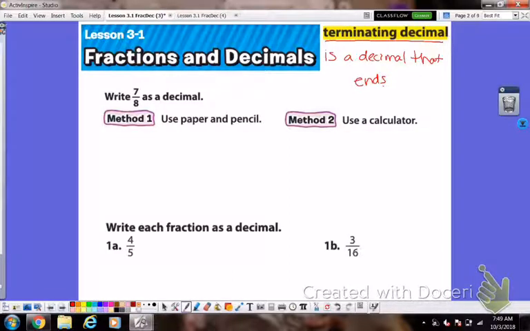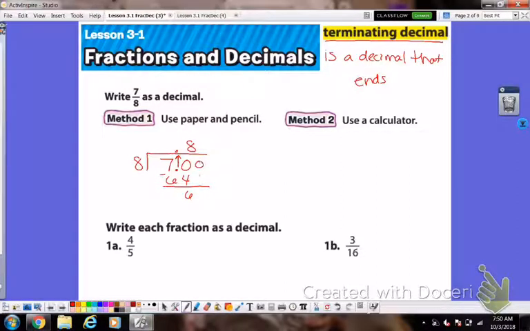We have a couple different methods. The first method you could use would be good old-fashioned pencil and paper. So how would we do 7 divided by 8? Okay, well 8 is not going to 7, so we need to use our decimal. Make sure you bring your decimal up there and add a 0. How many times does 8 go into 70? It goes in 8 times. That gives us 64. We subtract, we get 6.